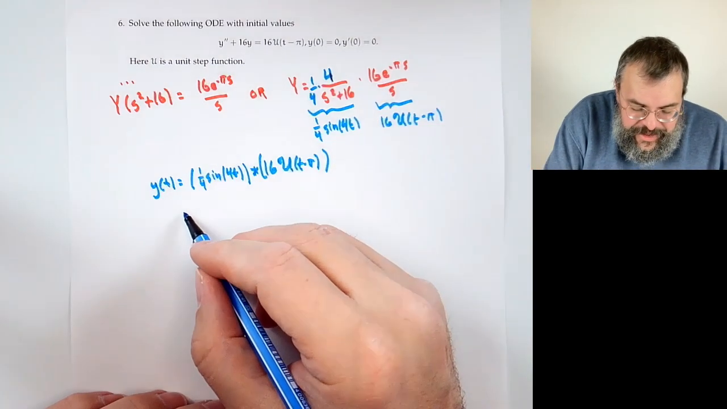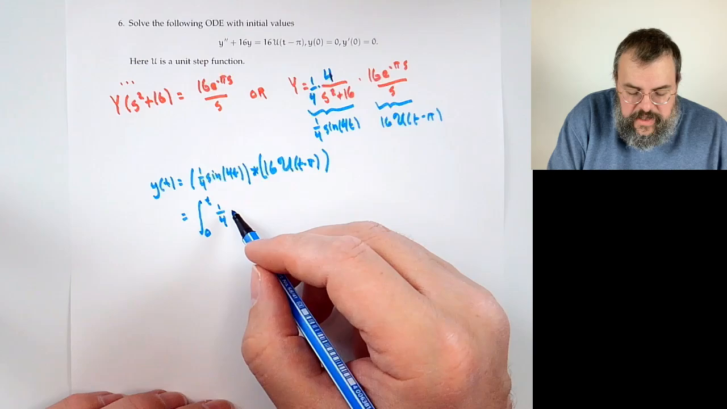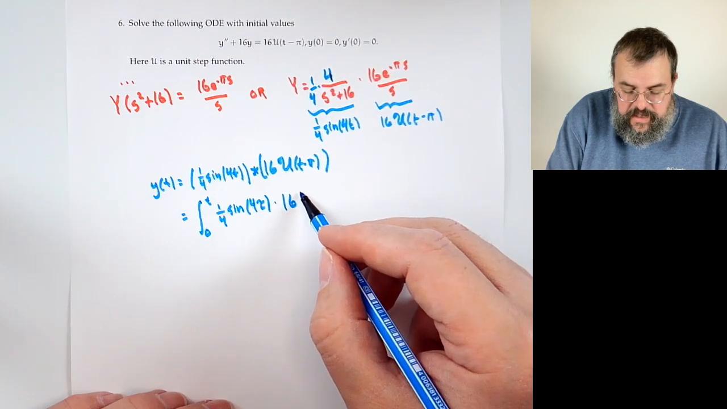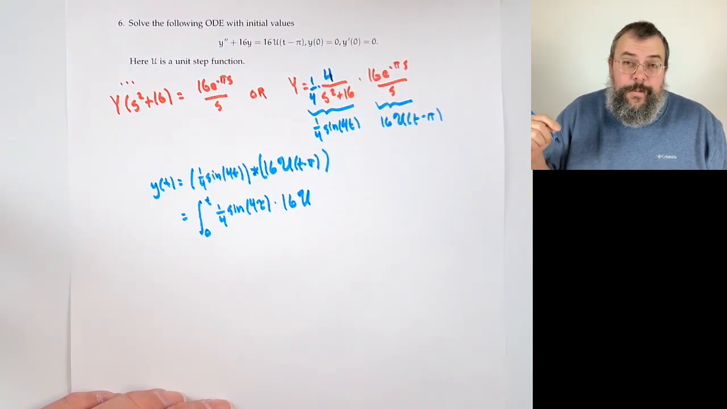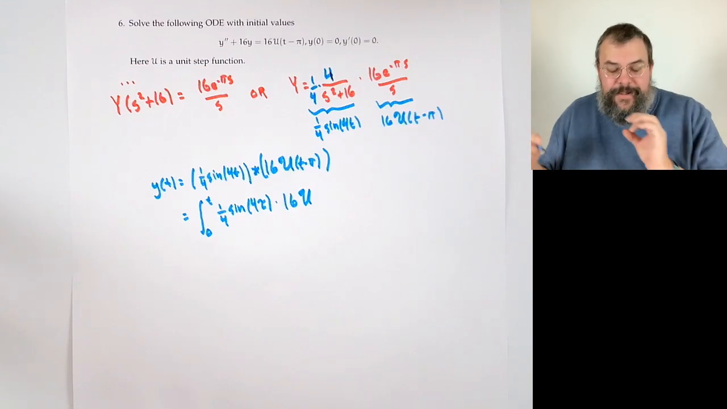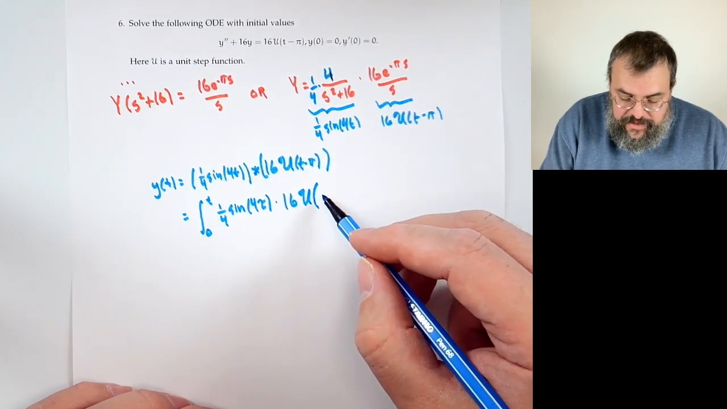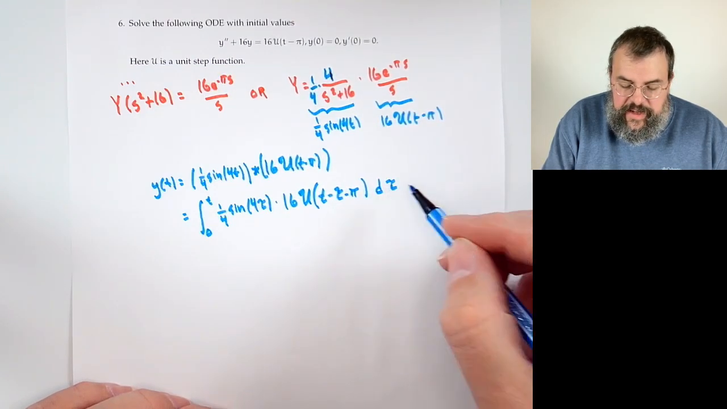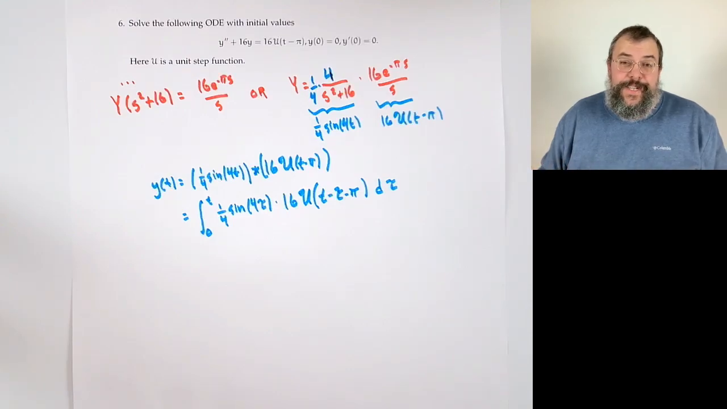Okay. So according to convolution, this would be the integral from 0 to t of 1/4 sine 4 tau times 16 of the unit step function. And now we have to be careful here, because what would it be? It would be t minus tau, right? Because it's f of tau, g of t minus tau, so it'd be u of t minus tau minus pi, d tau.